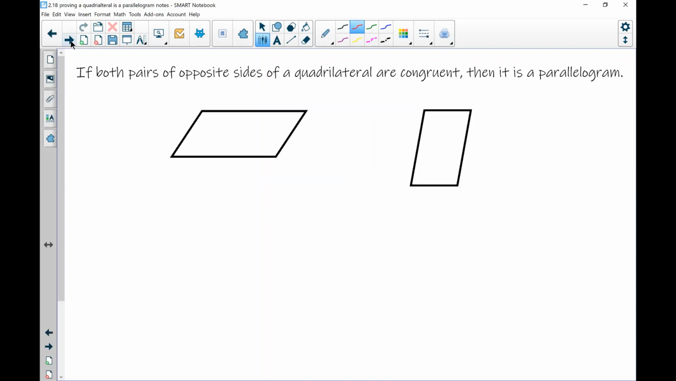The first thing that you will need to see, and you only need to see one of these things, is that if both pairs of opposite sides of a quadrilateral are congruent, then we can say it's a parallelogram. So if both of our pairs of opposite sides are congruent, then it is definitely a parallelogram. If you see something like this, the top and the bottom are congruent, and the left and the right are congruent. This is a parallelogram, because both pairs of opposite sides are congruent.